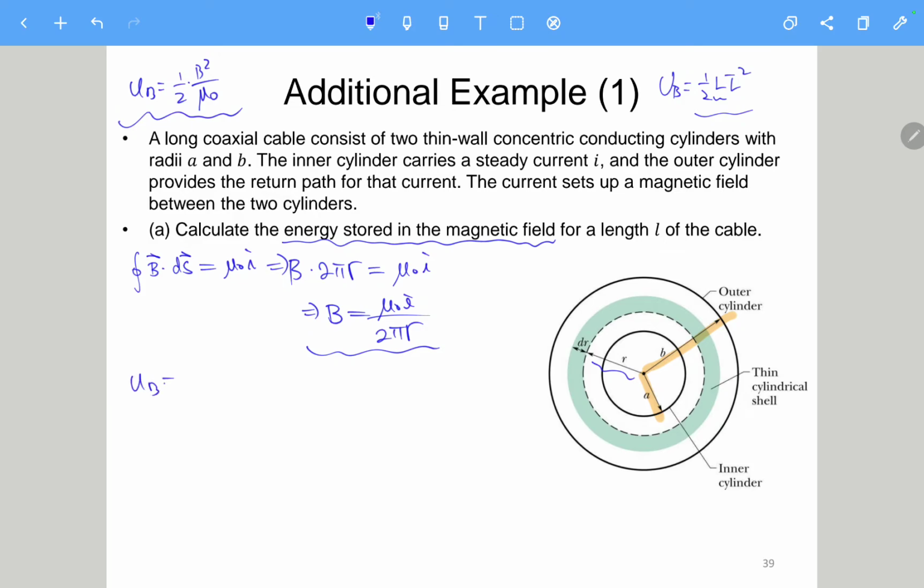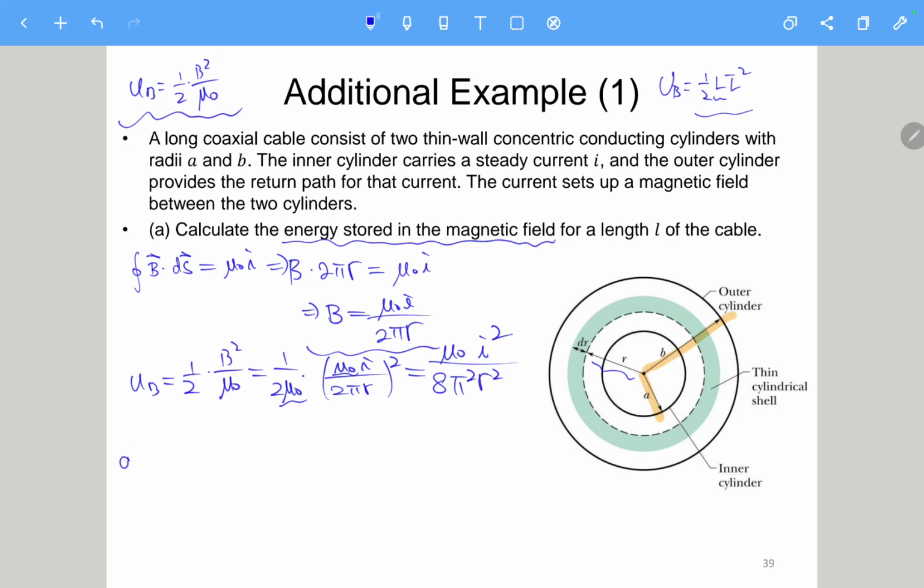So UB is 1/2 B squared over mu naught. So in that case, we have 1/2 mu naught, and then times mu 0 I over 2 pi r, and then quantity squared. So it becomes 8 pi squared, and then also I squared. And then we have mu 0 squared cancel with this one, which is mu 0. And then we have I squared.